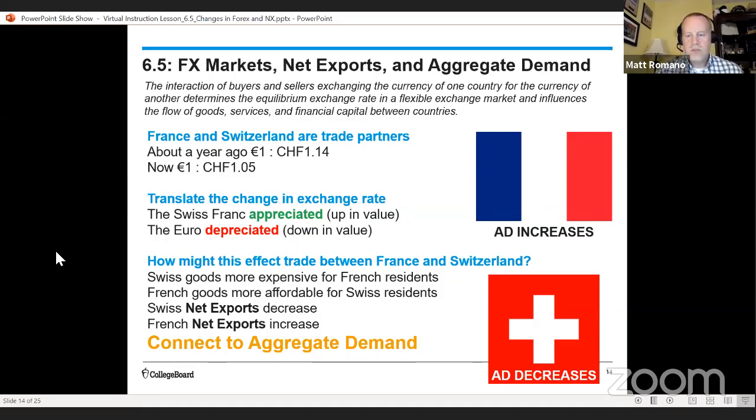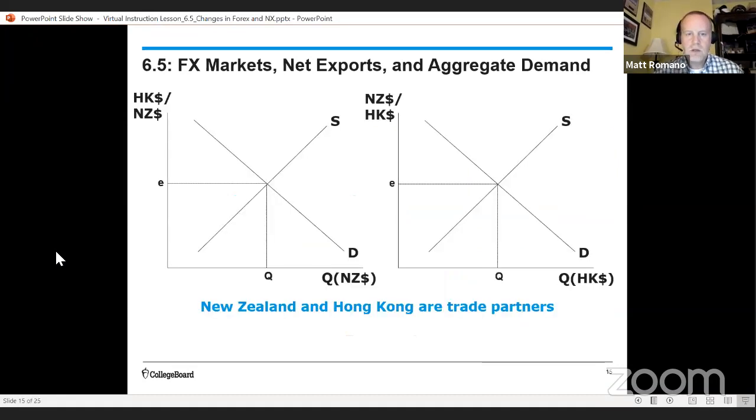Let's do one more of these. We're going to do one more using graphs instead of numbers, to make sure this is making sense. And then we'll finish off with some multiple choice questions to solidify the whole thing. So one more trade relationship, New Zealand and Hong Kong. New Zealand and Hong Kong are trade partners.